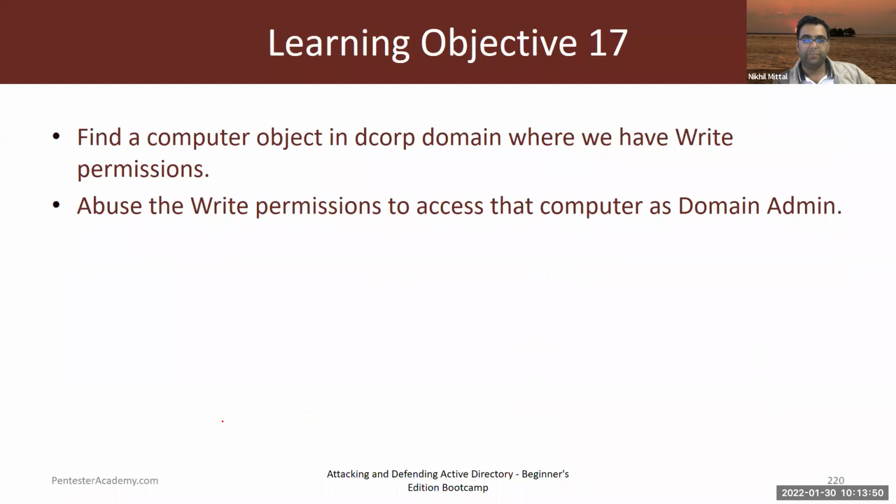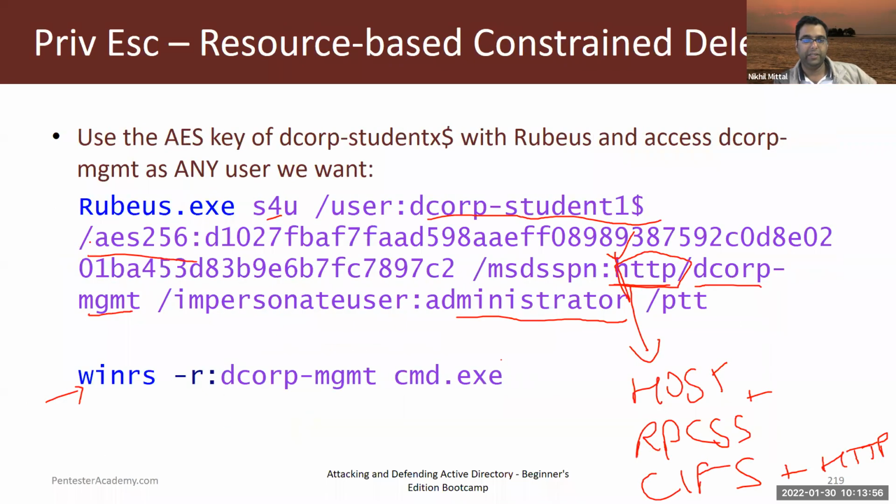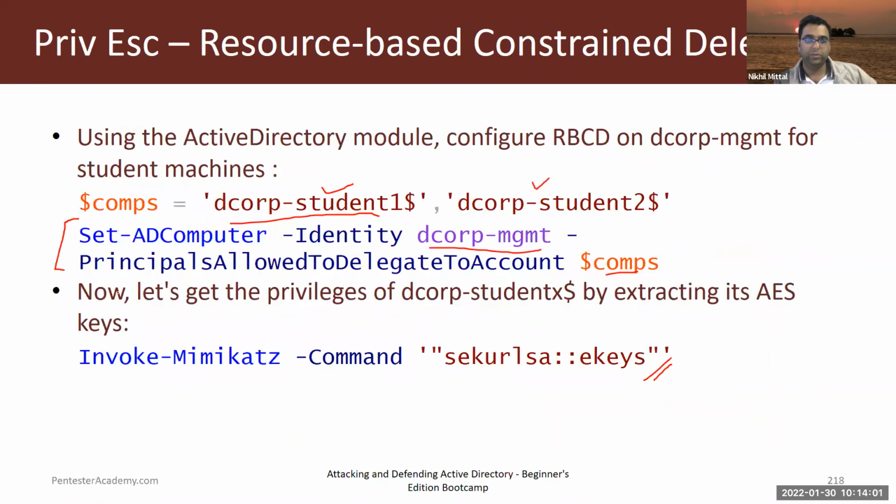A question about RBCD is, why do we need student machine keys here? The answer lies here. How would you use dcorp student 1 or your student VMs?